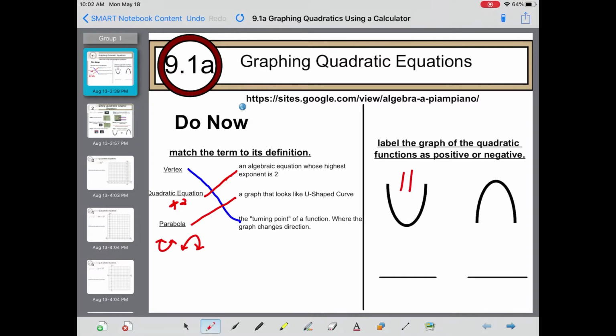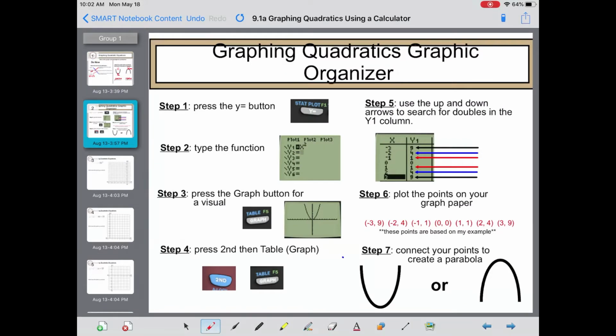Now on the right hand side, they want you to remember or determine which of these parabolas is positive and which is negative. The easiest way, remember, one's happy, one's sad. The happy one is positive, opens upward, has a minimum, and the sad one has a maximum, it is negative.